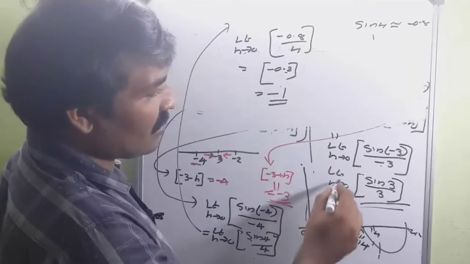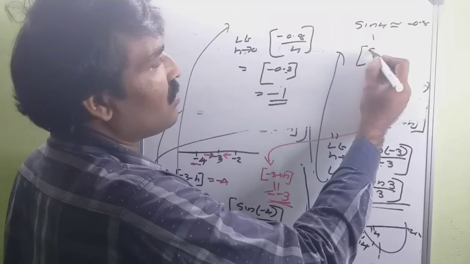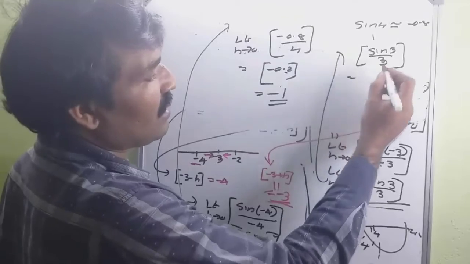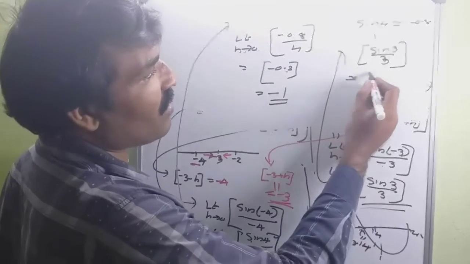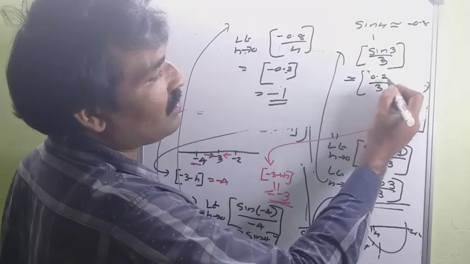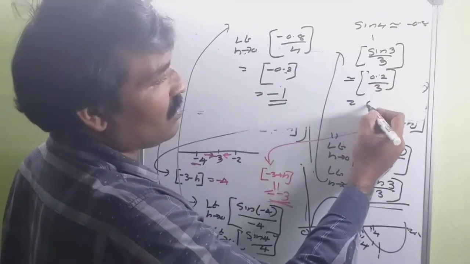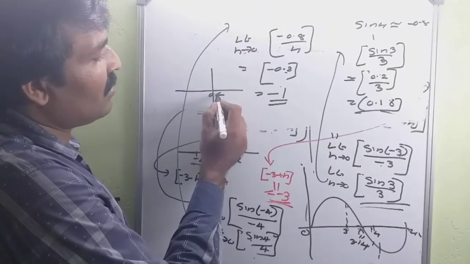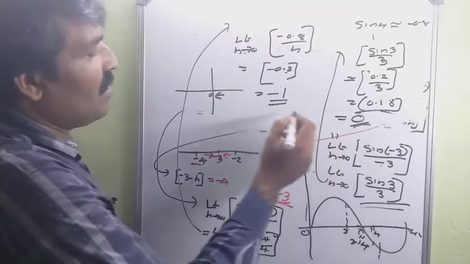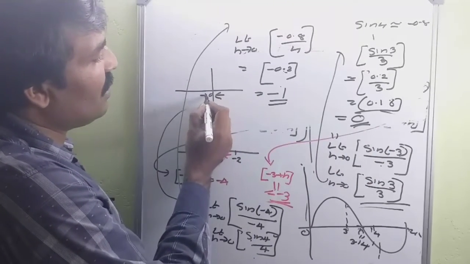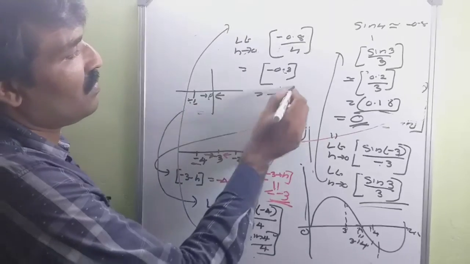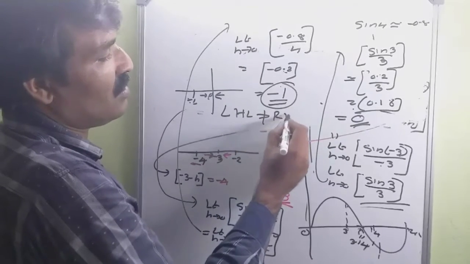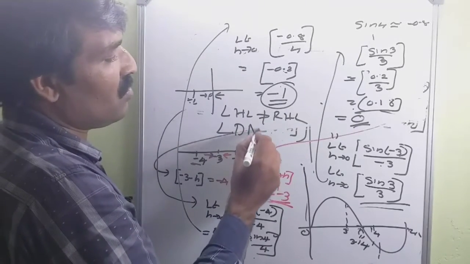So consider this, that is greatest integer of sine 3 by 3. Sine 3 is in the second quadrant. Let this value be some 0.2, divided by 3. This is equal to a positive small value, so this is 0.0 approaching from RHS. So the value is equal to 0. And for minus 0.2 it's approaching from the left, so this value is equal to minus 1. So LHL is not equal to RHL. So the limit does not exist.